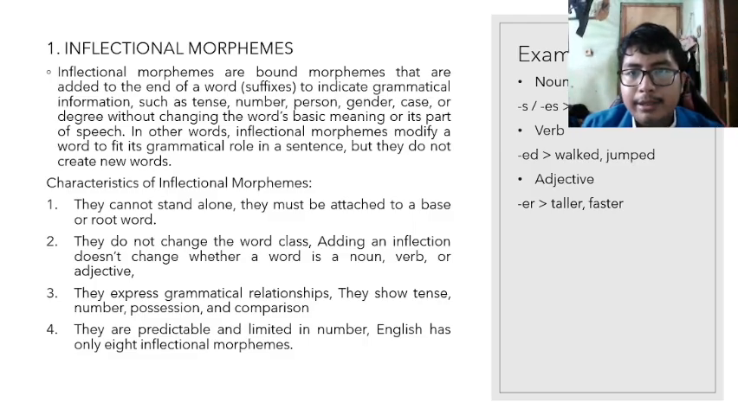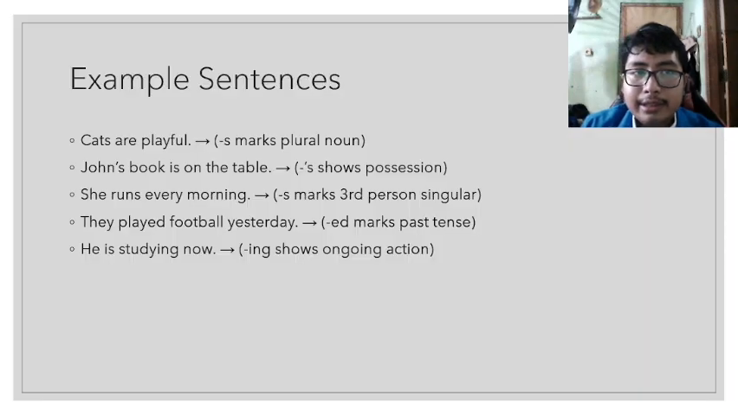For example, for a noun it is -s or -es, like books, cars, buses. For the verb it is like -ed: walked, jumped. For the adjective it is like -er and -est, like taller and faster. For example sentence: cats are playful.